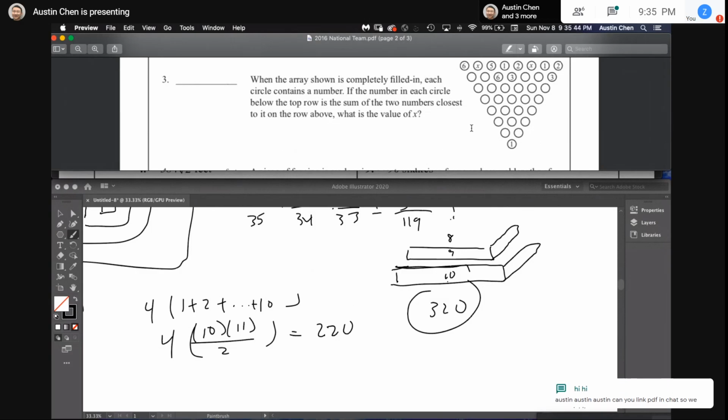I guess I don't really like this problem because it's so bashy. It's easy, but you don't think about it at all, and you just bash. It's really bashy.